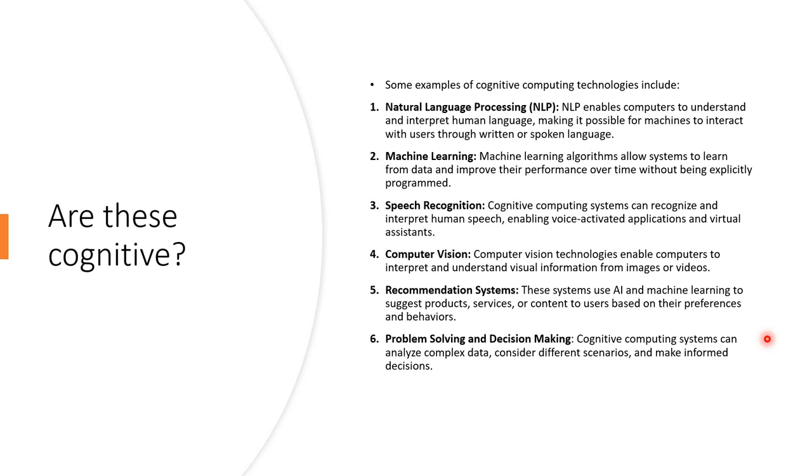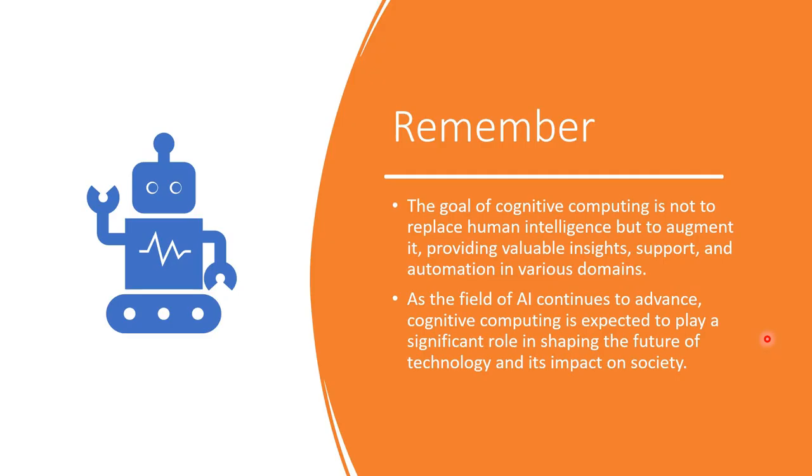So NLP, machine learning, speech recognition, computer vision, recommendation systems, and problem solving, which includes decision making, are all cognitive in nature. We are already used to this and we know this. It is just a recollection here. Please remember this point. I have been talking about the cognitive computing definition for quite a long time now.